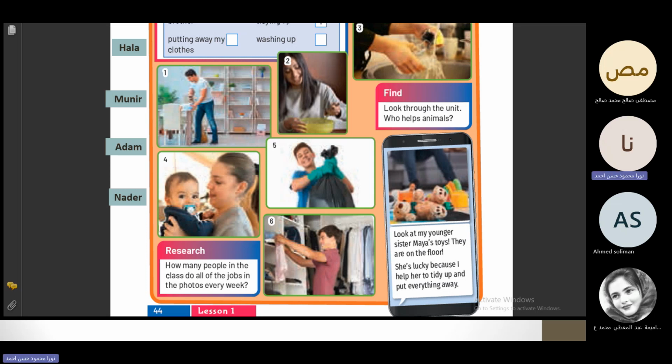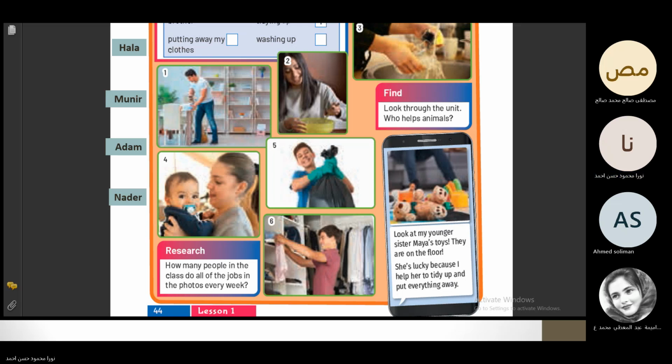Yeah, let's get back again. I want you to match the jobs Munir does with the photos. So Munir does the wash up. Excellent. So this is photo number 3. What else does he do? He said he loves cooking. So this is photo number 2. So Munir does jobs at photos 2 and 3. Excellent. Let's listen to Adam.